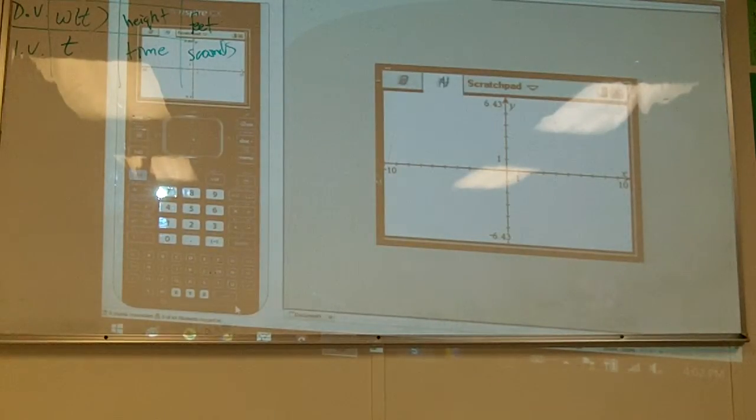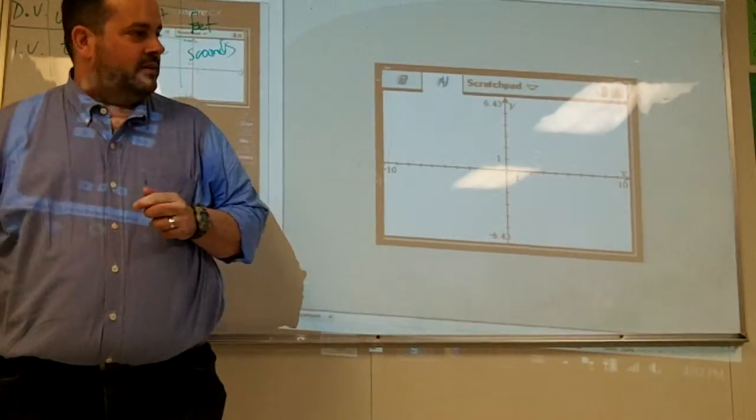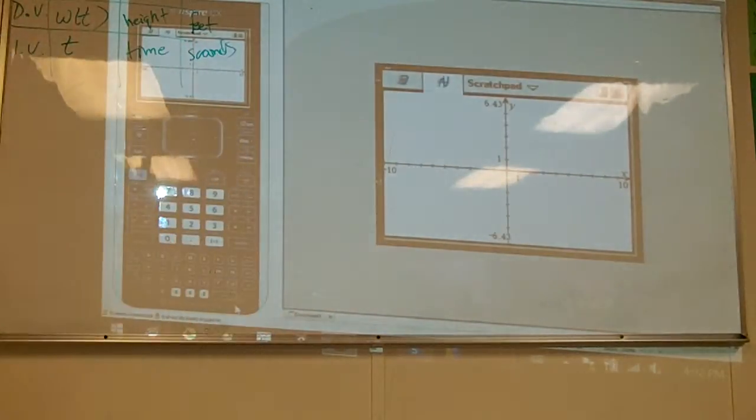Get this graph. Please keep in mind, we cannot graph the variable t. Switch it over to x. Get me a good window.